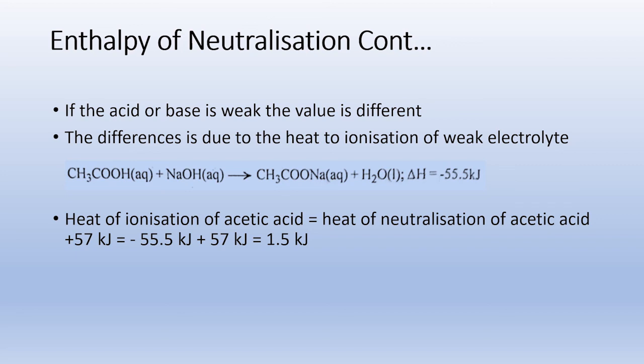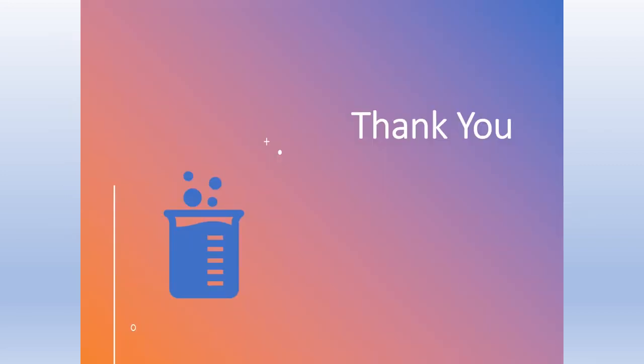So compared to the strong acid strong base combination, there is a reduction in the amount of energy by 1.5 kilojoule, and this 1.5 kilojoule of energy is utilized for the heat of dissociation of acetic acid, the weak electrolyte.